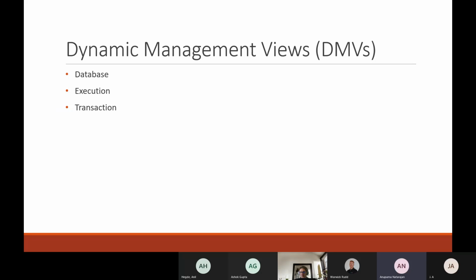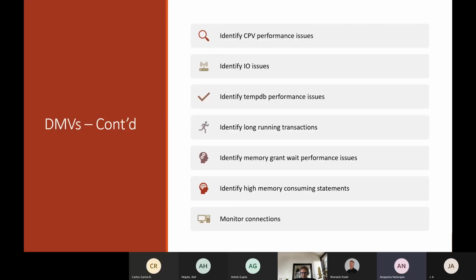This is typically available for your on-premises SQL Server. So if you want to monitor and manage performance, you have the same capability available on Azure SQL also. So what are the things that you can do with your DMVs? You can identify CPU performance issues, IO issues, and TempDB performance issues. You can find long running transactions as well as high memory consumption statements, and monitor connections. And this is an important thing too, because we have a situation with one of our clients where people connect to the Azure database and they don't have any visibility on which application is connecting or who is connecting.